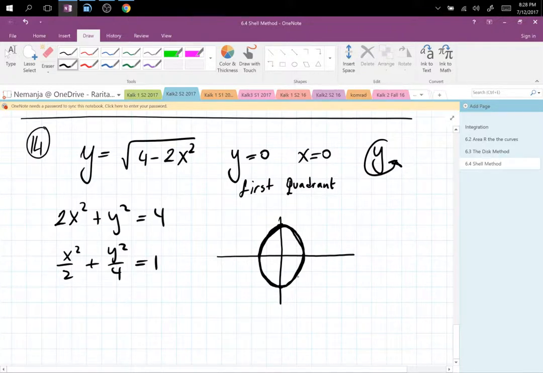And then they said first quadrant, which is when I grab the eraser and I erase all other quadrants, because they said first quadrant. So I just get rid of everything else.